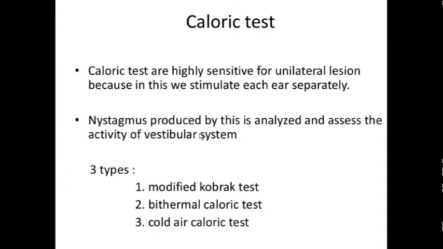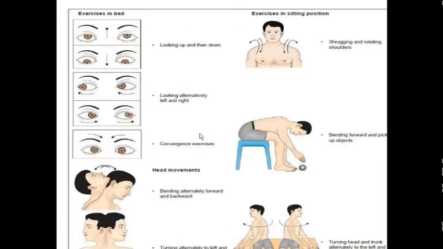So calorie tests are highly sensitive for unilateral lesion, because we are stimulating each ear separately and we are inducing nystagmus. The concept is, if you change the temperature of the air or water, whatever is entering into the ears, that stimulates nystagmus. So that is the concept of the calorie test, which can be done by bithermal calorie test, cold air calorie test and modified Kobrak.